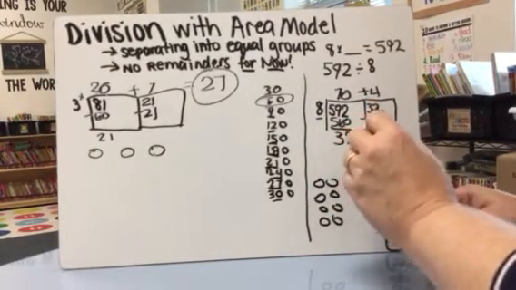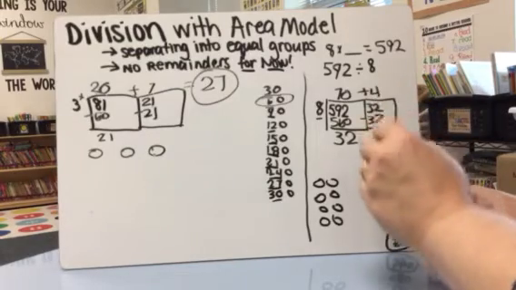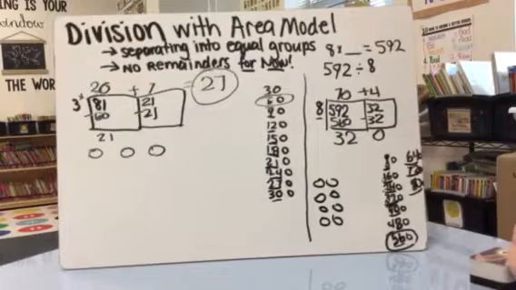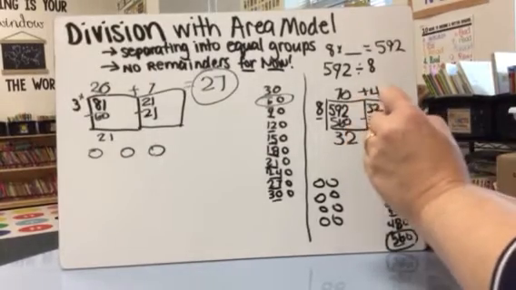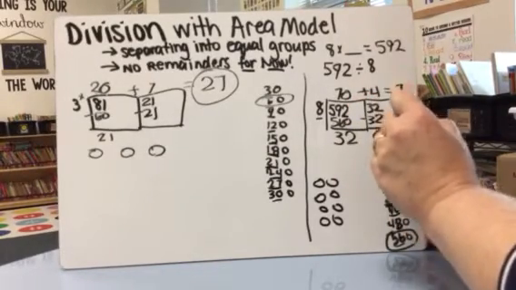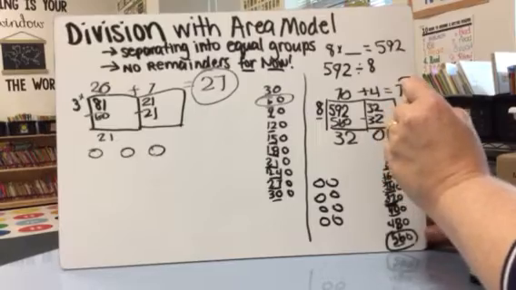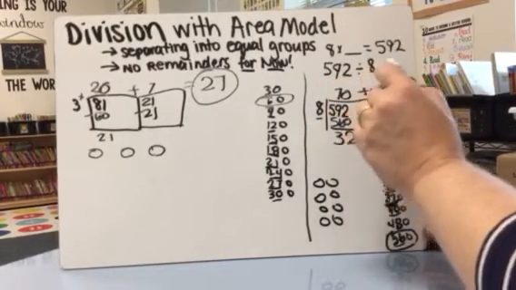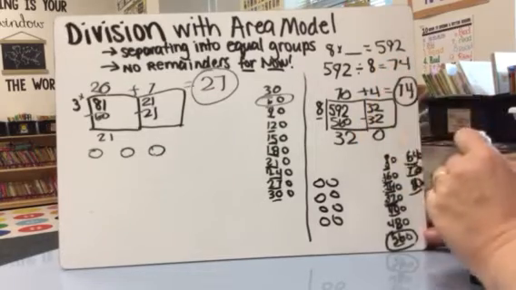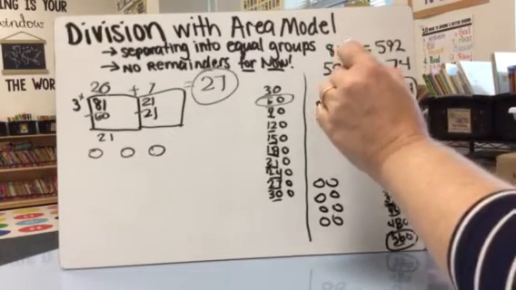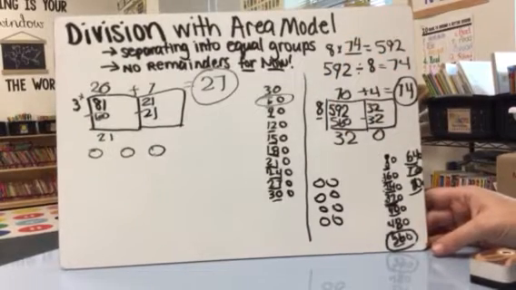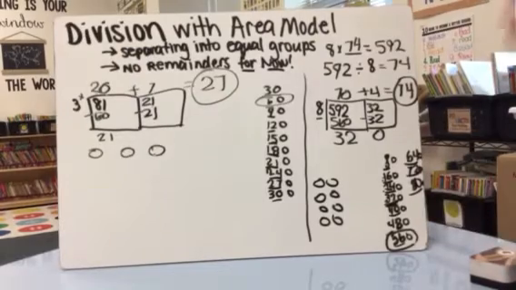I subtract the 32 because I don't have any more. I gave it to my friends. I have $0 left to distribute or pass out. So I add up my 2 partial quotients for a final quotient of 74. 592 divided by 8 equals 74. Or I can also say 8 times 74 equals 592. Right, that is the area model.